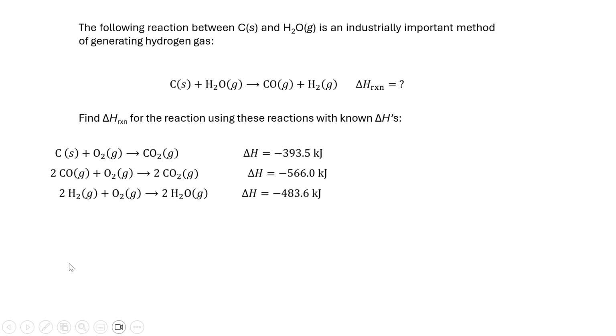All right, let's practice a problem involving Hess's law. It says the following reaction between solid carbon and gaseous water is an industrially important method of generating hydrogen gas. So we got this reaction, right? And the question is, what is the delta H of the reaction? It says find delta H of the reaction using these.